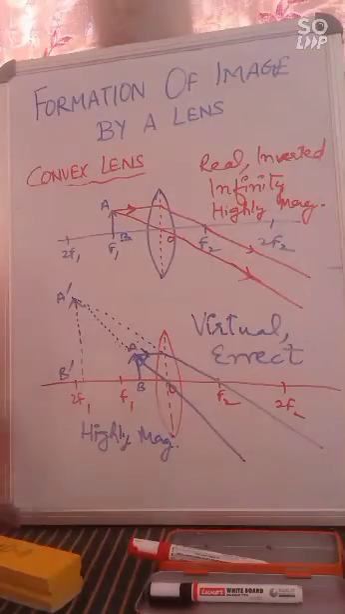Fine. So these are the ray diagrams, and for a convex lens, there is only one case where a virtual image is formed, right? And the virtual image is such that it is highly magnified.